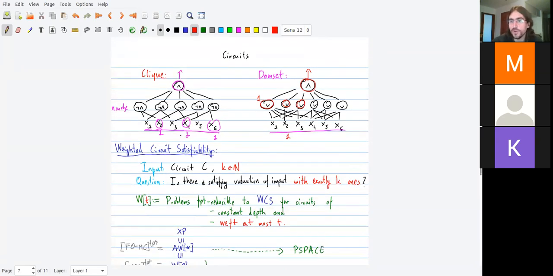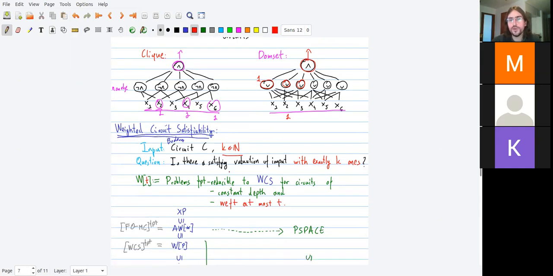So given this sort of understanding of problems through circuits, we can phrase the following weighted circuit satisfiability problem. We are given a Boolean circuit C on input, and a parameter K, and the question is whether there is a valuation of the inputs that makes the circuit satisfied, that makes the output of the circuit true. And also our input should have exactly K ones. This means looking for a solution of size K. So this is weighted circuit satisfiability.